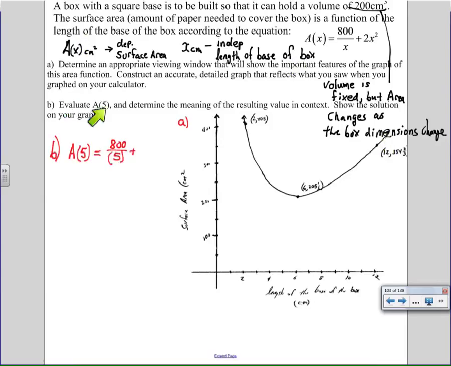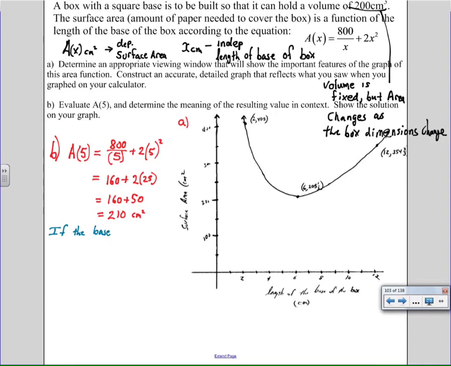Part B asks me to find A of 5 and to talk about what it actually means. The first part, I do A of 5. Notice I did this work without a calculator. I know the calculator is available and we're trying to learn how to use the calculator, but it's a worthwhile exercise to test your number skills. We can always back it up with the calculator if we want.